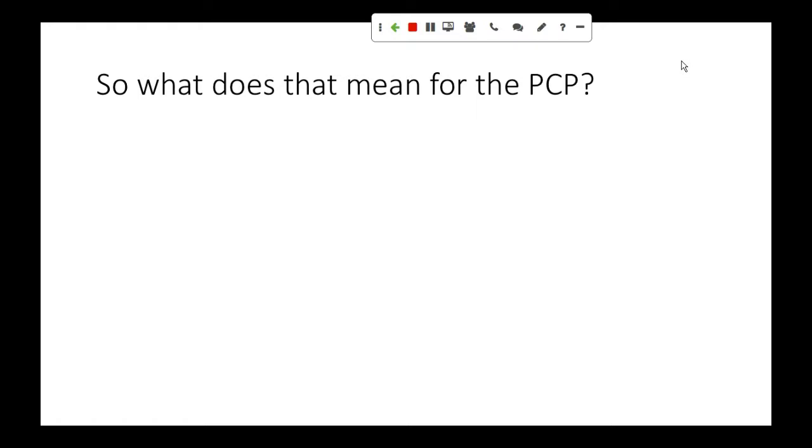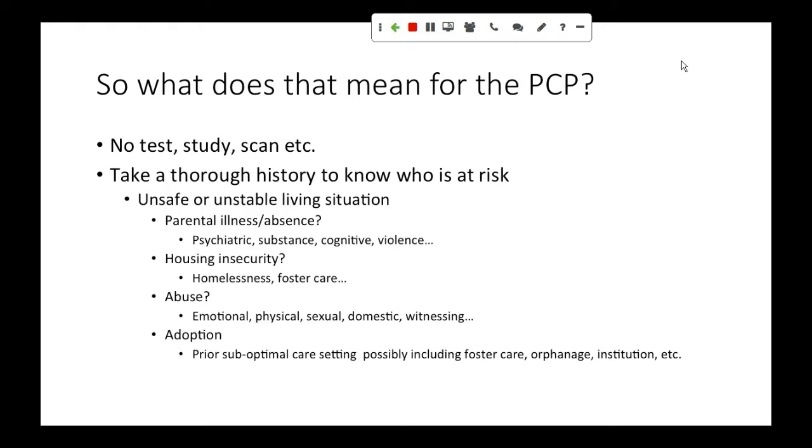What are you supposed to do about this? So the downside is that there's no test, no study, no scan, no lab, anything that sort of makes this diagnosis. Really, the only way to think about this is through taking a history.